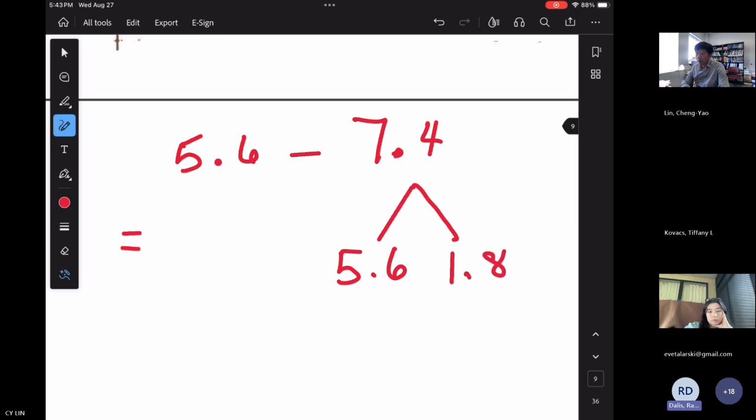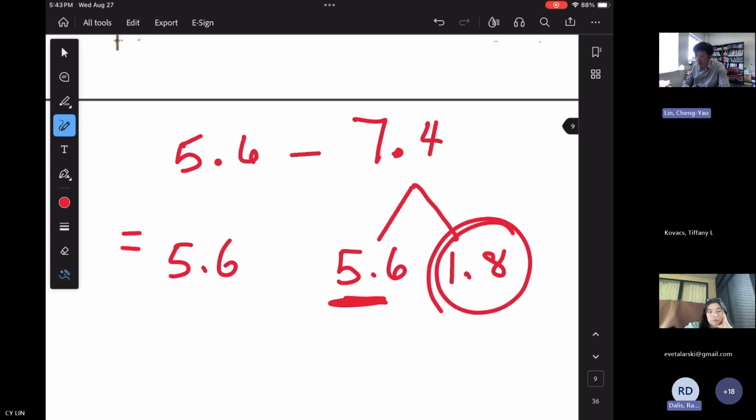Yes. So actually, 5.60, I have enough for this one, and for this one I don't have enough. Right. Therefore, that's why we put a negative 1.8. Does that make sense? Okay, yes. Very good. Negative 1.8. Yep.